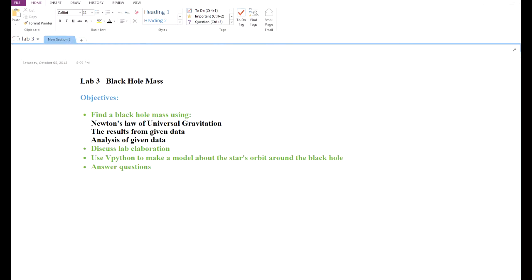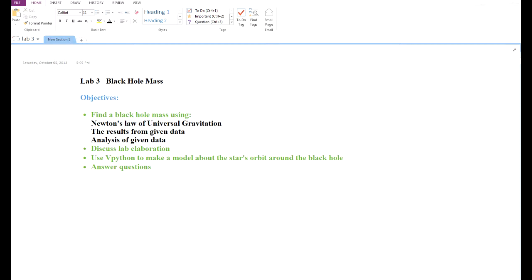Lab 3: Black Hole Mass. Objectives: Find a black hole mass using Newton's law of universal gravitation, the results from our given data, and analysis of the given data. Discuss lab elaboration. Use Python to make a model of the star's orbit around the black hole.